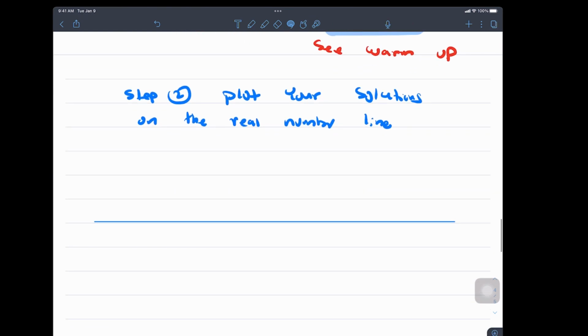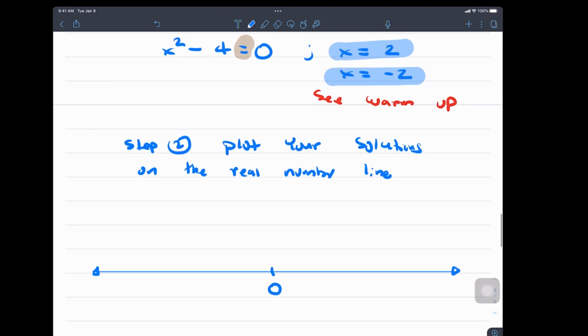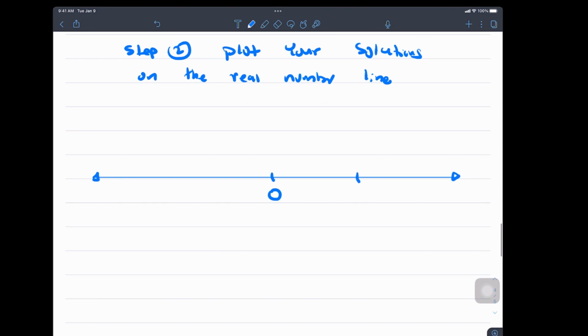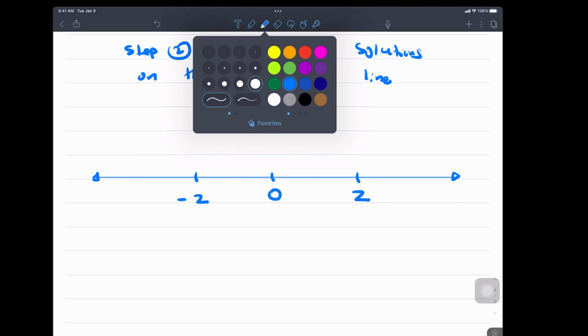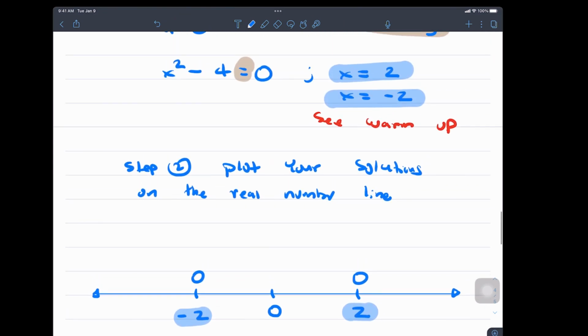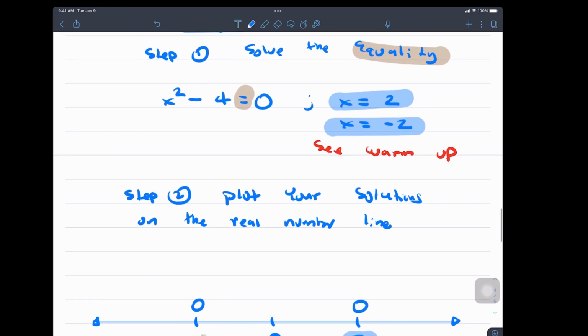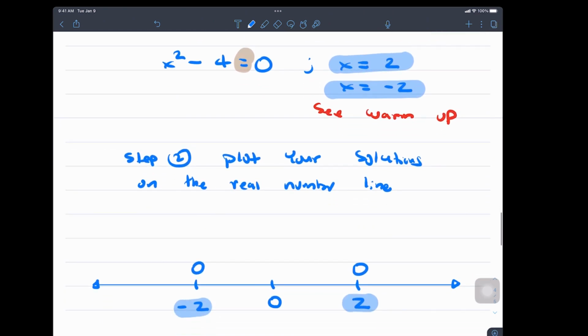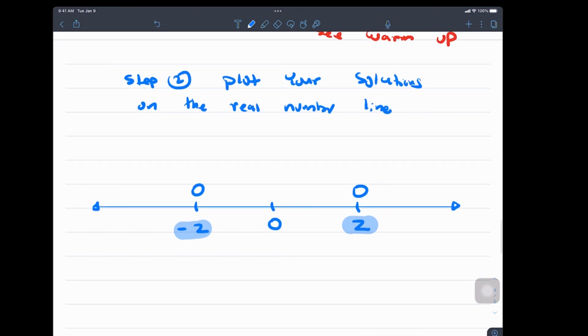So you say, okay, where's the real number line? Here's my real number line, okay? Here's a picture. There's 0. Where's positive 2 at? Okay. Where's negative 2? Okay. And I'm going to put a 0 here, okay? Because I'm doing some notation here. This is where this equation equals 0. So it happens when x is positive 2. It happens when x is negative 2. All right, you guys remember that?